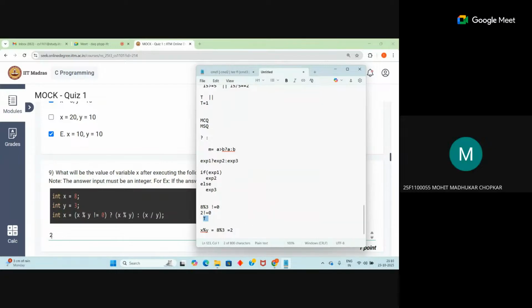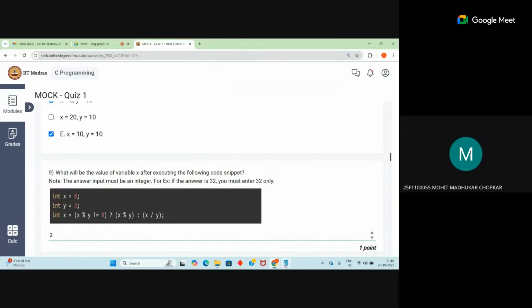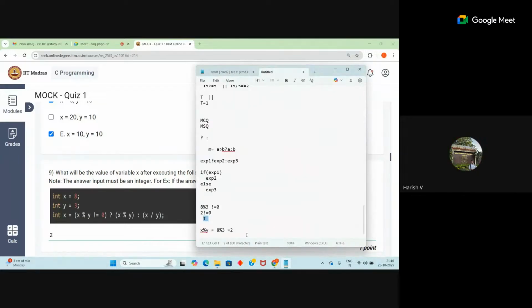Ma'am, what does that exclamation sign do here? Yes, ma'am, this one. The exclamation sign, above 2 exclamation means not equal to. That is the symbol for not equal to. Okay, ma'am. Thank you. So your answer is 2.